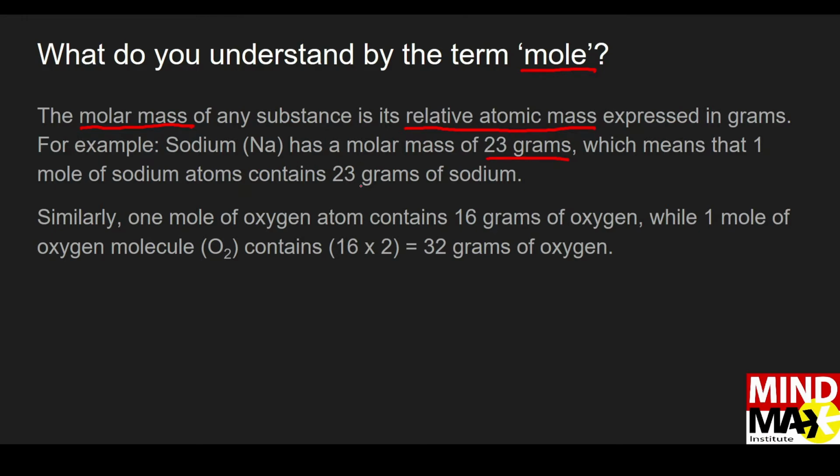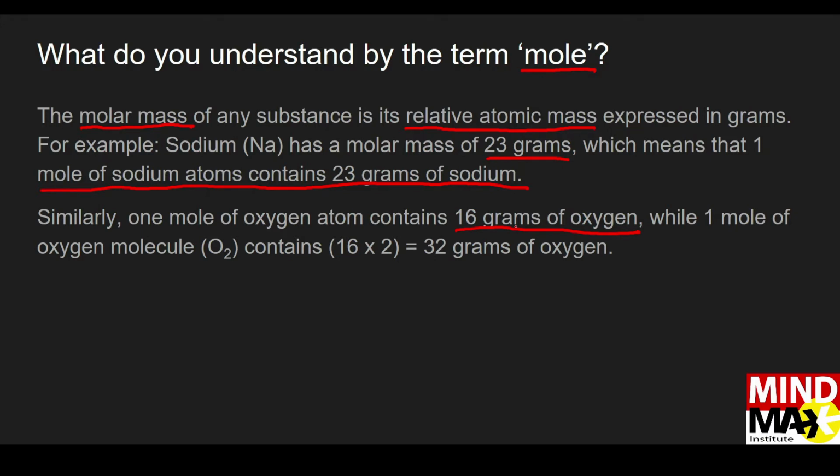What does it mean? That means 1 mole of sodium atoms contains 23 grams of sodium. So in 1 mole of sodium atoms, you will find exactly 23 grams of sodium. Whatever the molar mass is, that is the exact amount that you will find in 1 mole of any substance. Similarly, 1 mole of oxygen atoms contains 16 grams of oxygen. Why? Because 16 is the relative atomic mass of oxygen that you will find from the periodic table. So 1 mole of oxygen contains exactly the molar mass of the oxygen.